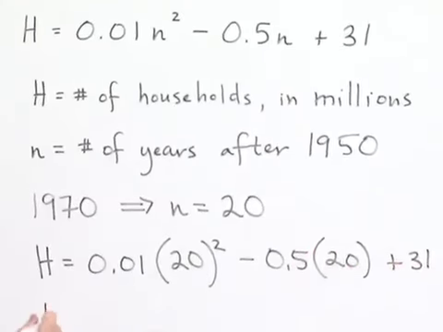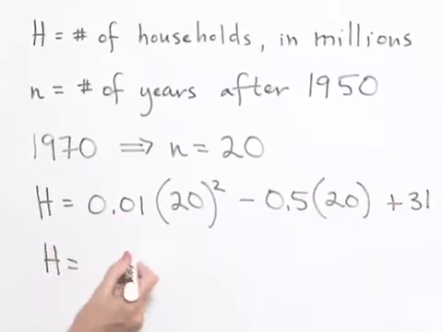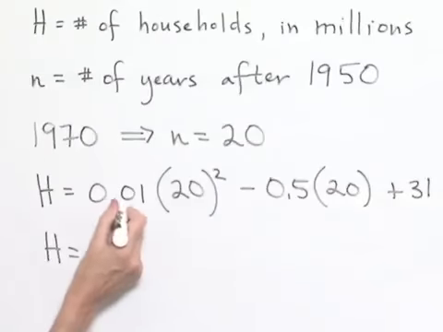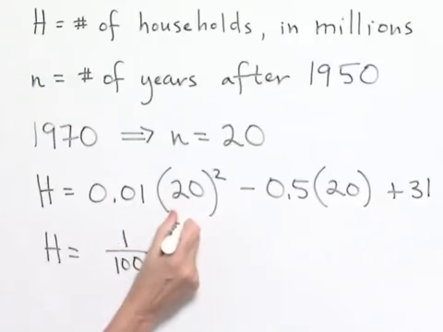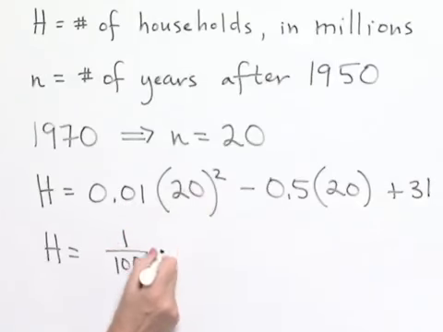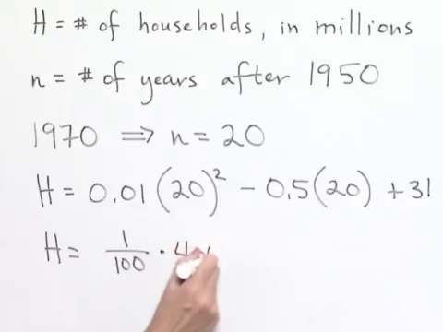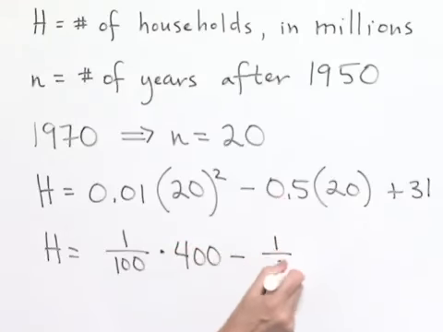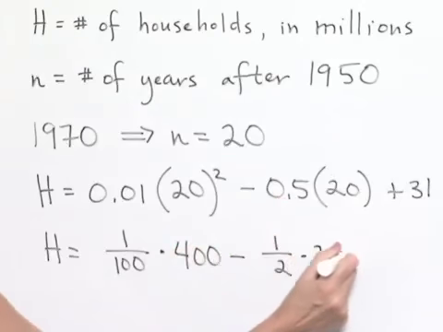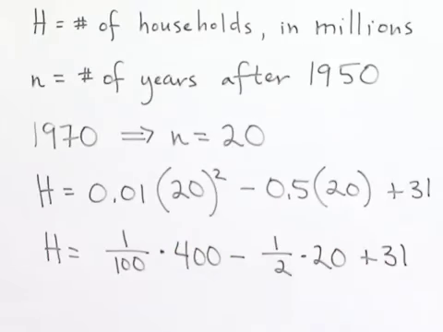Now, for ease of calculation, I'm going to change the decimals into fractional format. 1/100th can be written as 1/100. Let's go ahead and evaluate 20 squared. That's going to be 20 times 20, which is 400. Minus, we have 5/10, which is the same as 1/2. That's multiplied times 20, and then we'll add 31.